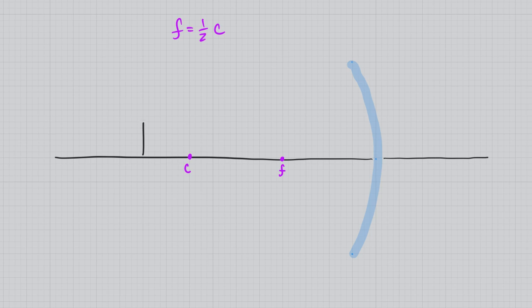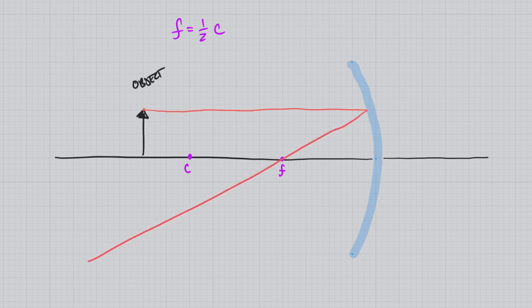So we're going to have an object, which is right here. That's our object, indicated simply by an arrow. And we're going to draw 3 different beams of light coming from that object. All of them are going to come straight from the tip. The first one is going to move parallel to my principal axis. It's going to strike my mirror, and when it does that, it always comes back through my center of curvature.